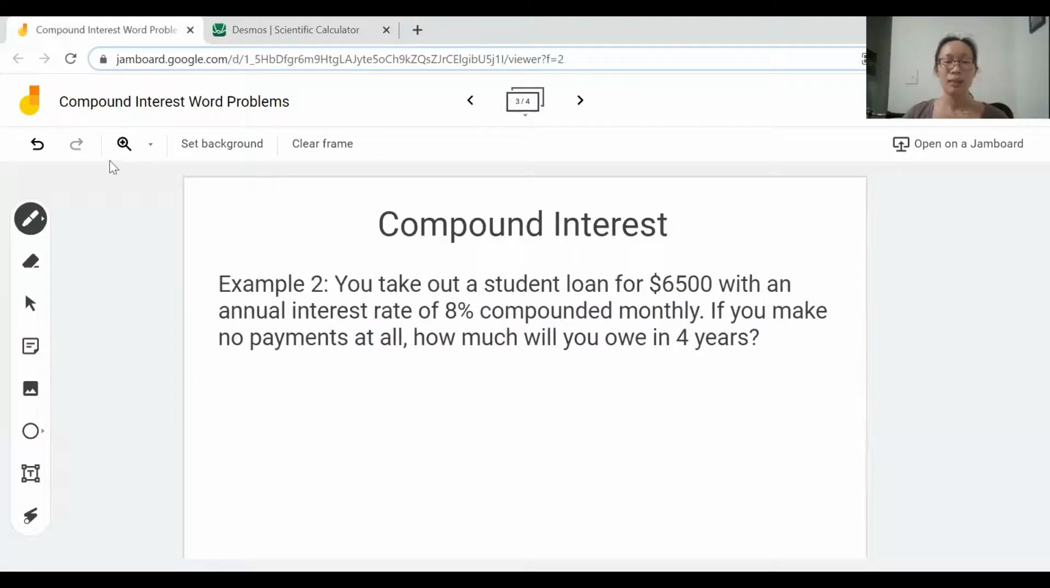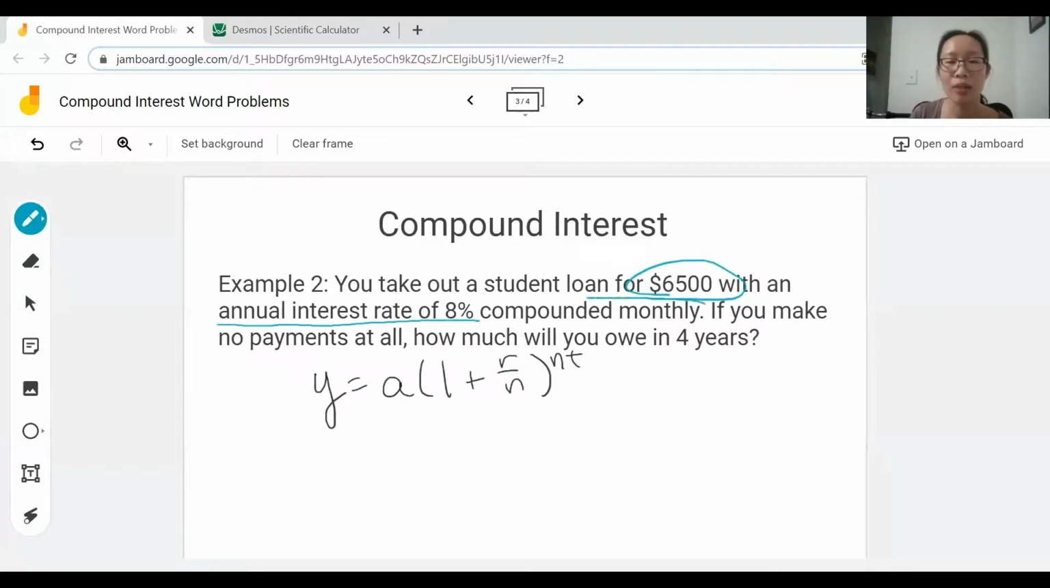In this example, you take out a student loan for $6,500 with an annual interest rate of 8% compounded monthly. If you make no payments at all, how much will you owe in 4 years? So again, I'm going to just recopy my formula, y equals a times 1 plus r over n to the nt, and I'm going to make a list of everything I see. I have a student loan for $6,500, an annual interest rate of 8%. It's compounded monthly, and I'm looking for 4 years.